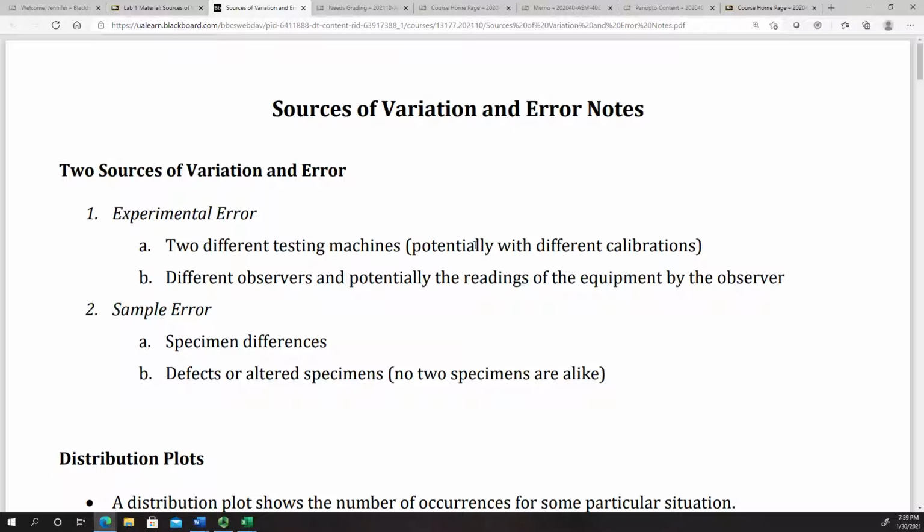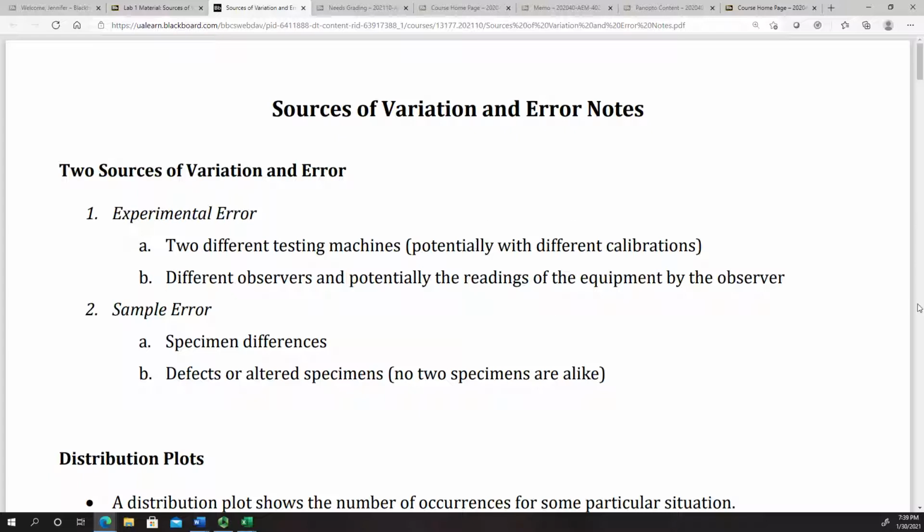Additionally, you might have sample error, and sample error is inherently specimen differences. So specimen differences are primarily based on the item that you're testing. So in our case, aluminum cans. So that could be different manufacturers. It could be defects in the specimen. It could be any initial crack or bump or dent of any kind within the specimen. Given that there are no two specimens that are going to be completely 100% alike, then that's going to be any kind of specimen difference.